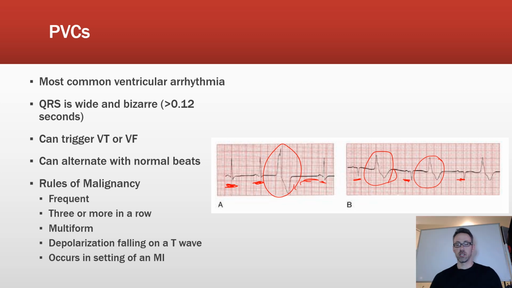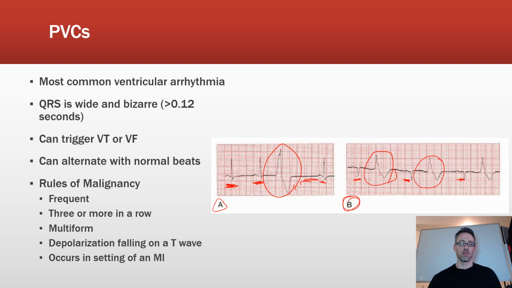bigeminy or trigeminy. So for example, in B over here, if you have a normal beat, then an abnormal, a normal, and an abnormal, it's referred to as bigeminy. In A, if you have two normal beats and then an abnormal, it's called trigeminy, and so on.